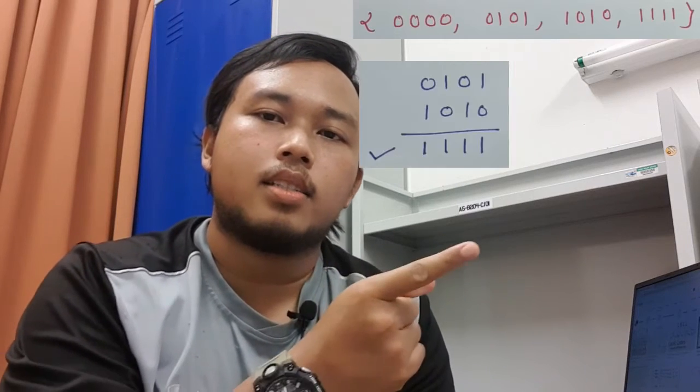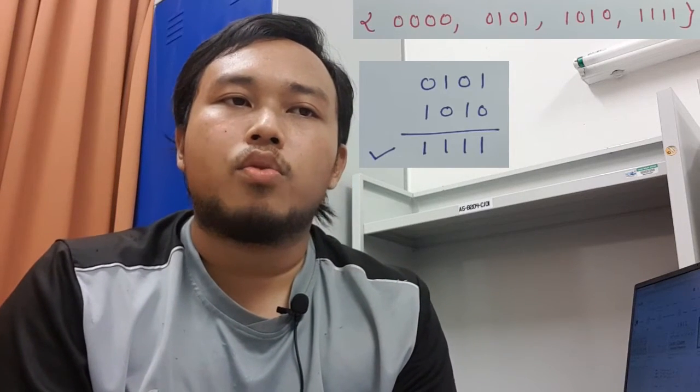0000, 0101, 1010, and 1111. So let's check whether this is a cyclic code or not. First, same as before, we must check the property of linearity. So as the first one, we can calculate like this.